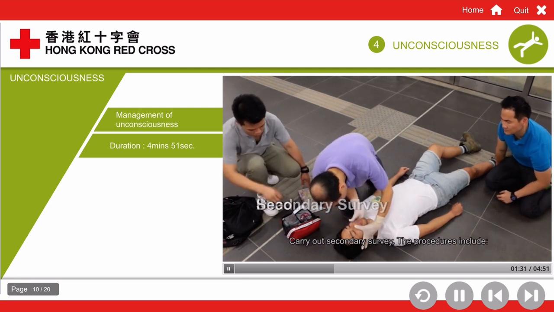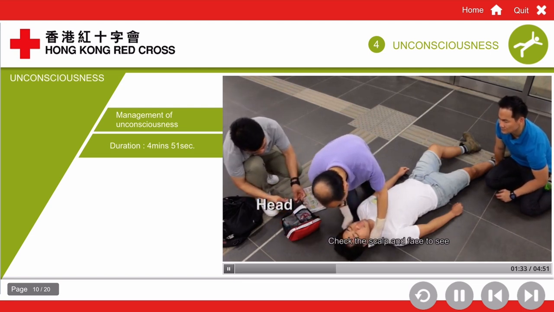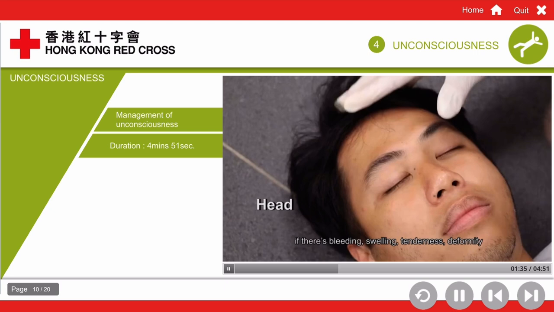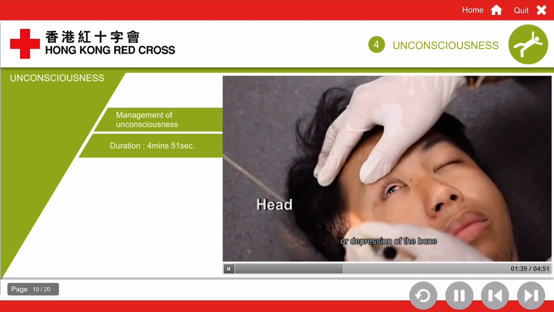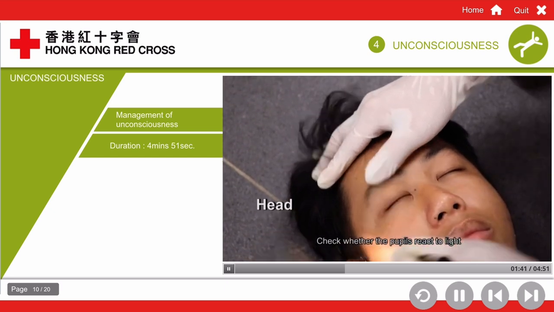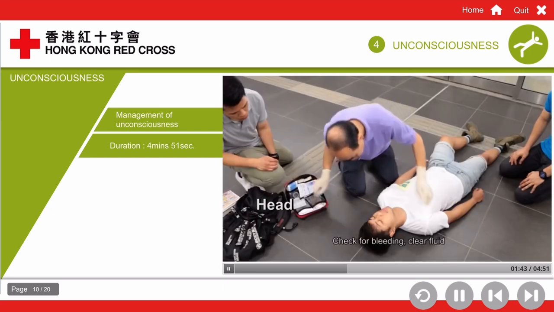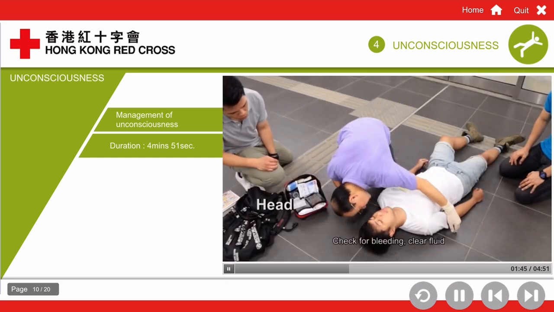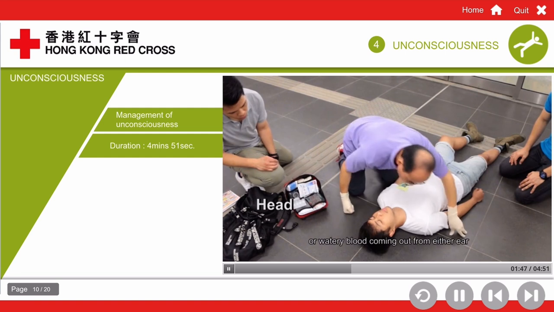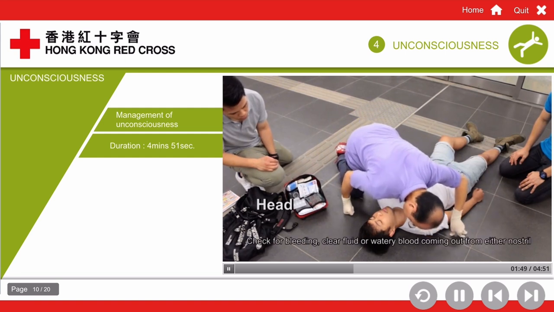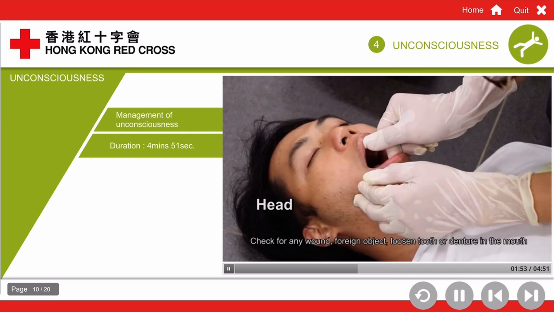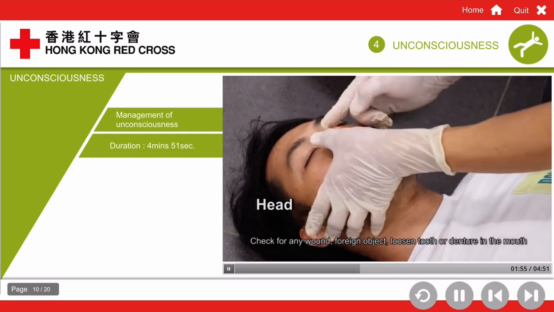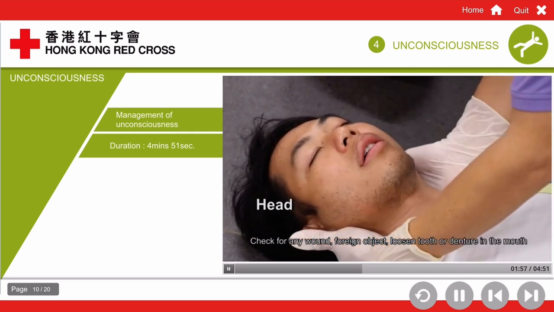The procedures include head. Check the scalp and face to see if there's bleeding, swelling, tenderness, deformity or depression of the bone. Check whether the pupils react to light. Check for bleeding, clear fluid or watery blood coming out from either ear. Check for bleeding, clear fluid or watery blood coming from either nostril. Check for any wound, foreign object, loosened tooth or denture in the mouth.